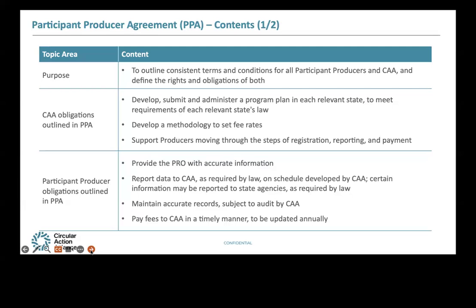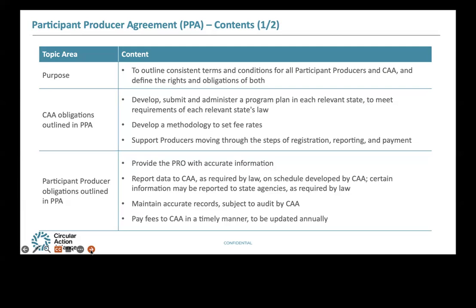So producers are required to join the PRO or apply to be independent producers. CAA's obligations include administer the program plan in each relevant state, develop a methodology to set fee rates per state, provide producer support for registration, reporting, and fee payment. And CAA is able to register producers on their behalf, but to do that in the CalRecycle electronic system, we'll need producers registered with CAA in advance of April 1st of 2026.